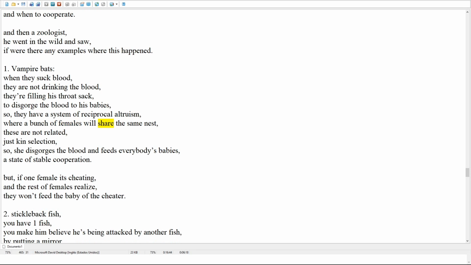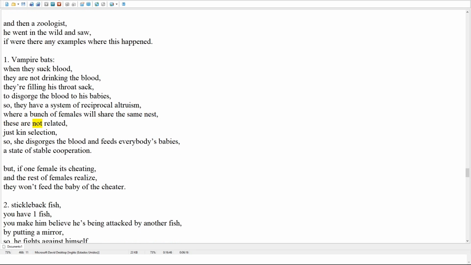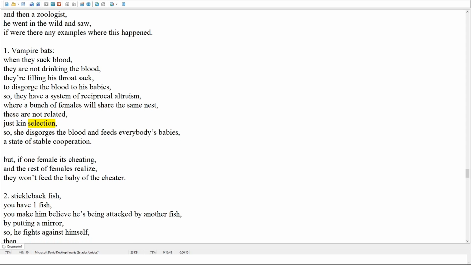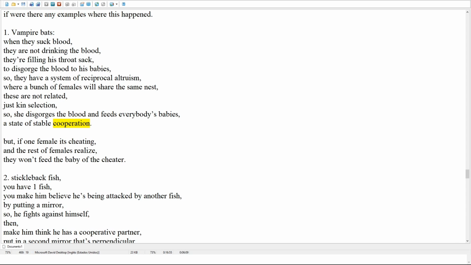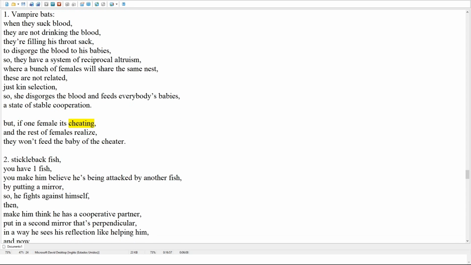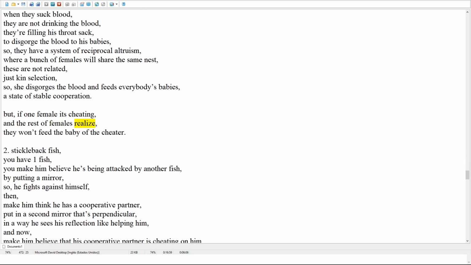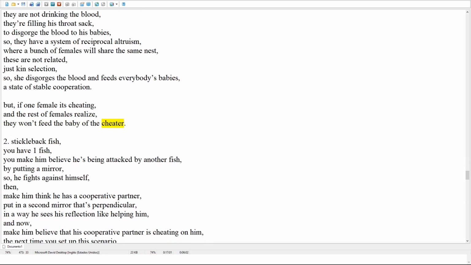A bunch of females will share the same nest. These are not related, so it's not just kin selection. So, she disgorges the blood and feeds everybody's babies. A state of stable cooperation. But if one female is cheating, and the rest of the females realize, they won't feed the baby of the cheater.